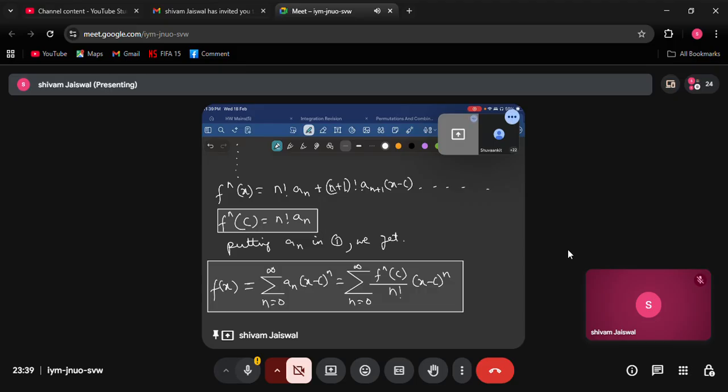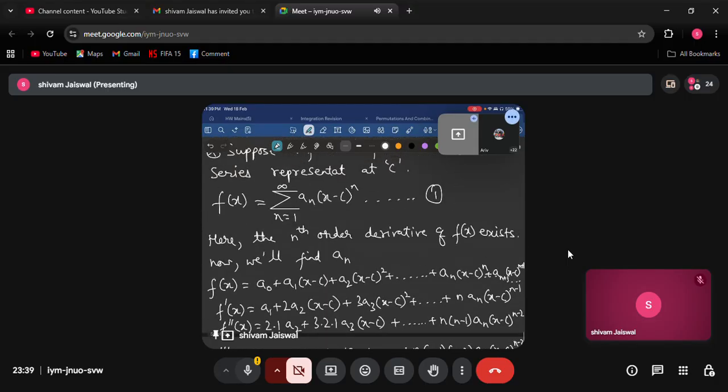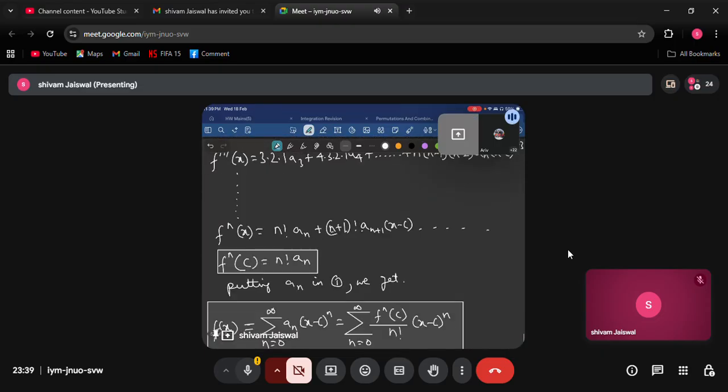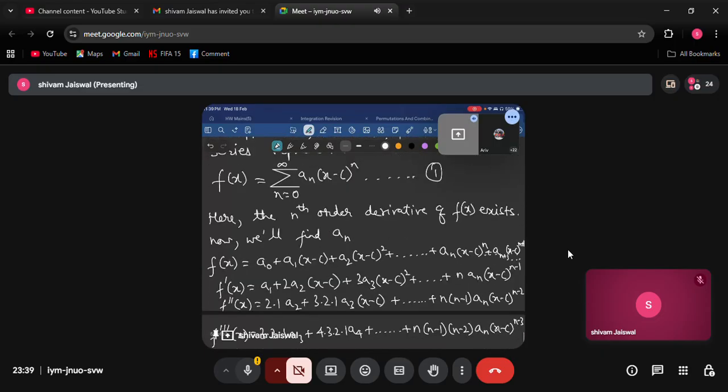So it will be from n equal to 0 or n equal to 1? Wait a minute, I took n equal to 1, but it should be n equal to 0. Okay, everyone, change it to n equal to 0. It starts with a0. Yes, change to n equal to 0 in the beginning.